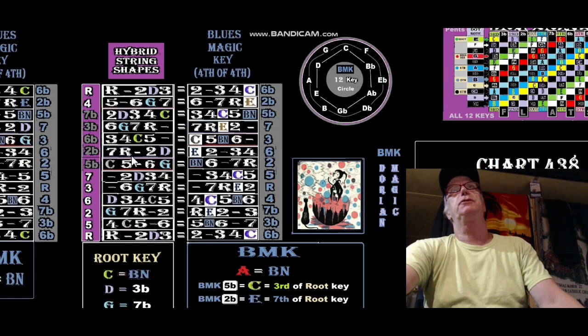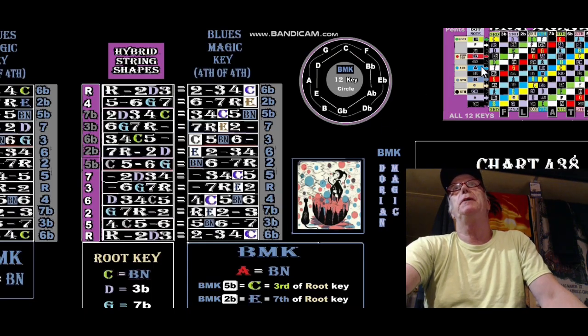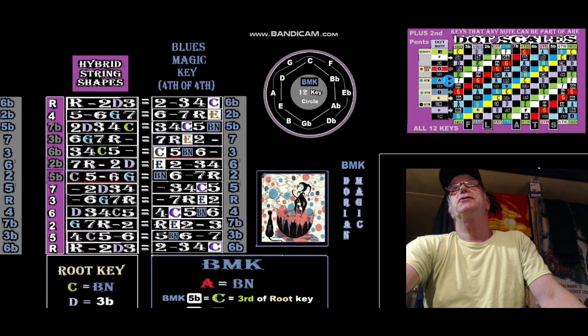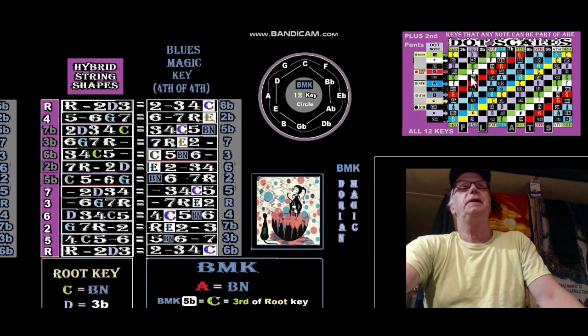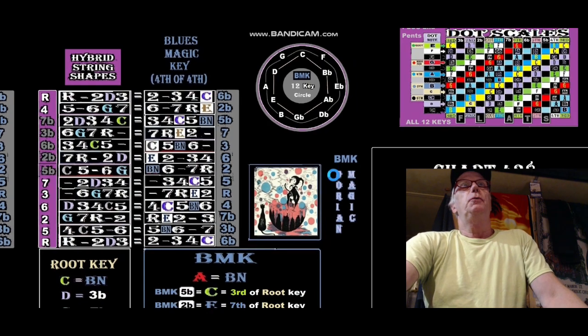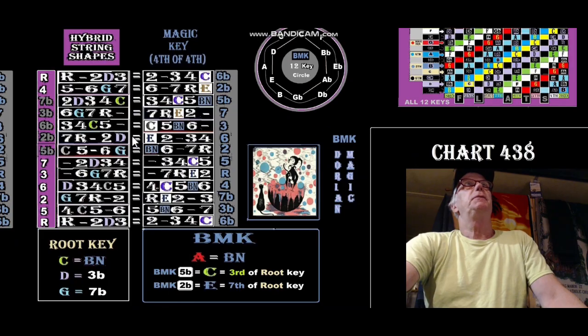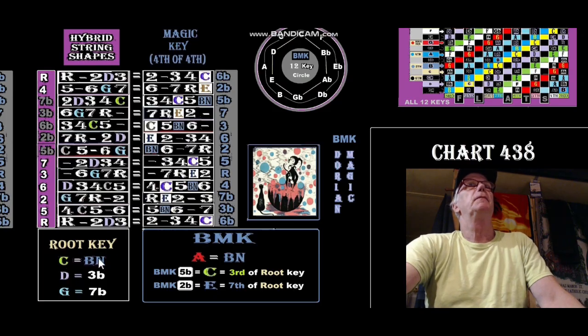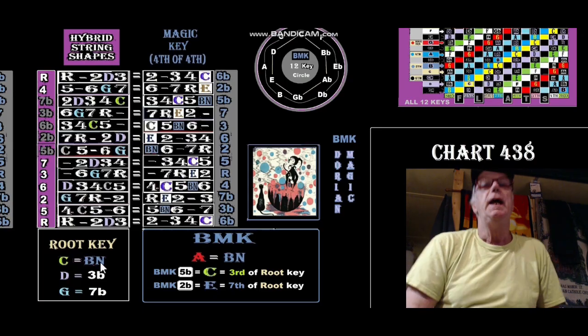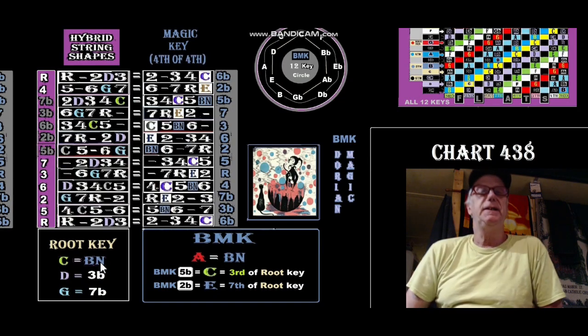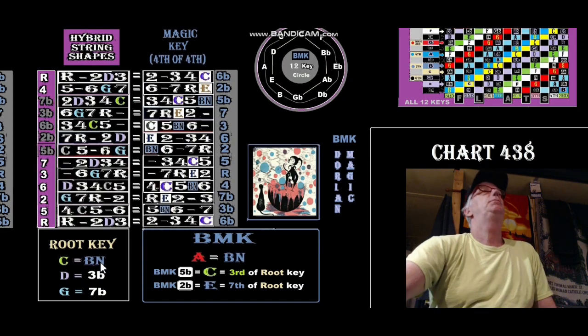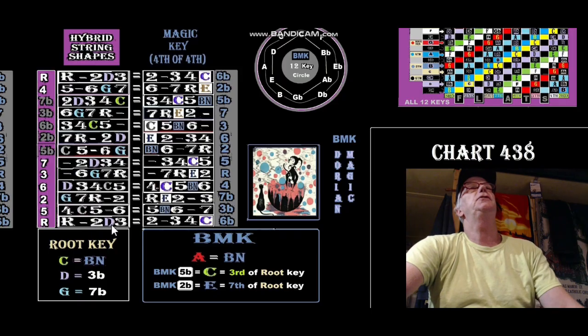So let's get back to what we were doing here before. And by the way, let's not get into dot scales, okay? What I wanted to show you here, aside from the cute little witch, is in the root key, the C is the blues note here. But in the blues magic key, A is the blues note. But they're the same note. And in the blues Pent key, D is the blues note, because it's in between 2, 3.